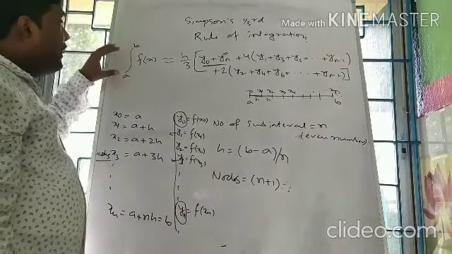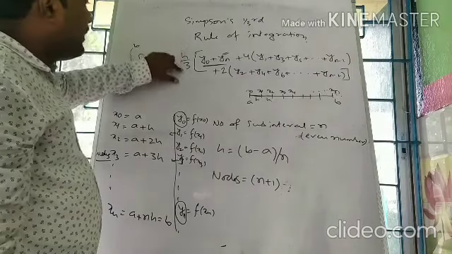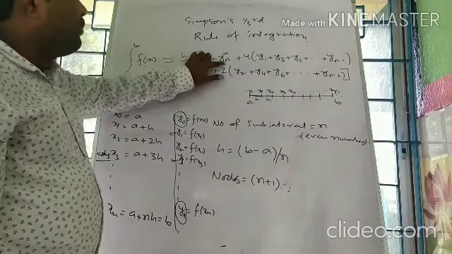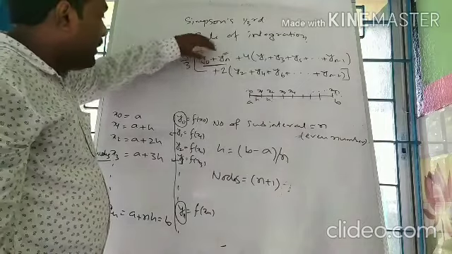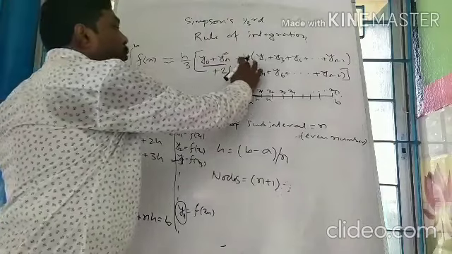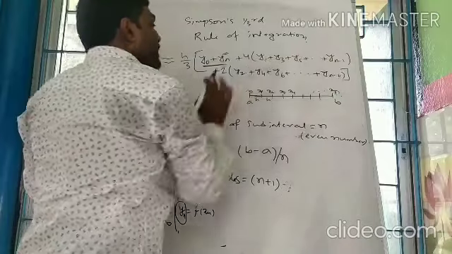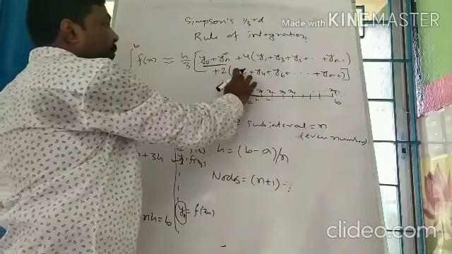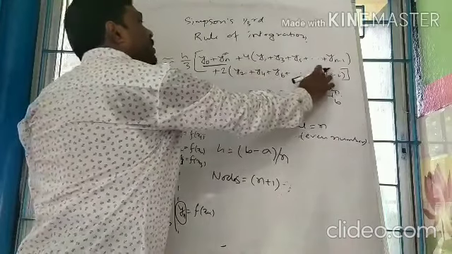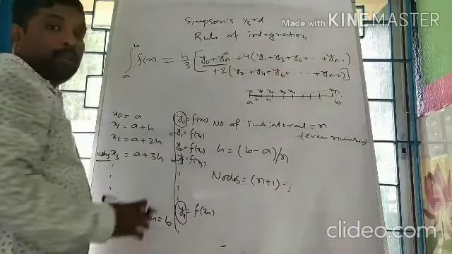So Simpson's 1/3 rule is: the integration from a to b of f(x) dx is approximately h by 3. For the trapezoidal rule it was h by 2, now it is h by 3, times y0 plus yn, the sum of first and last ordinates, plus 4 into the sum of all odd ordinates, y1, y3, y5 up to y(n minus 1), plus 2 into the sum of the remaining even ordinates, y2, y4, y6 up to y(n minus 2). This is Simpson's 1/3 rule.